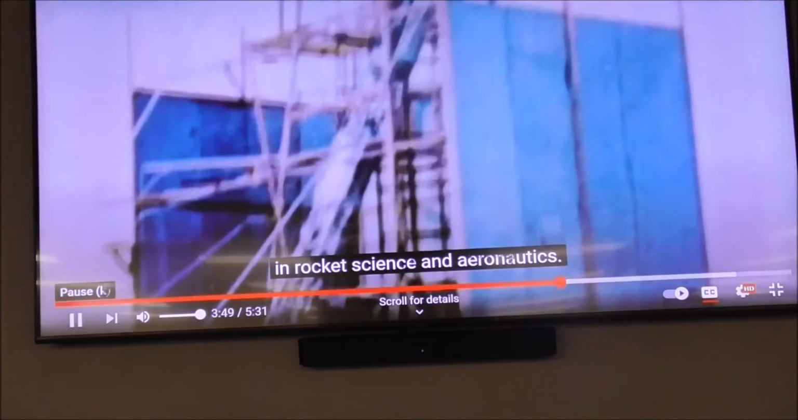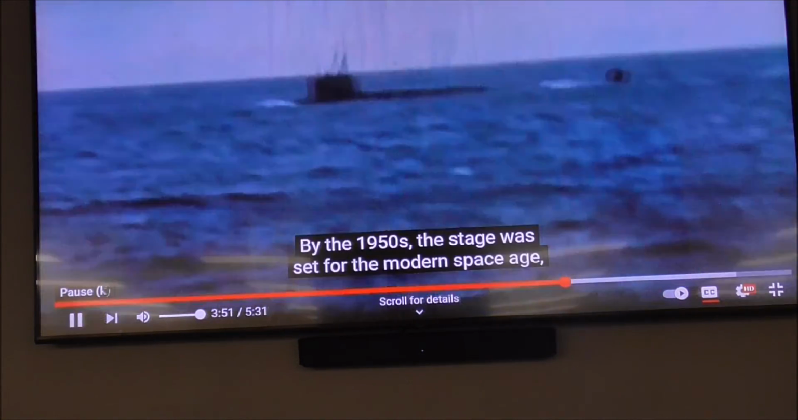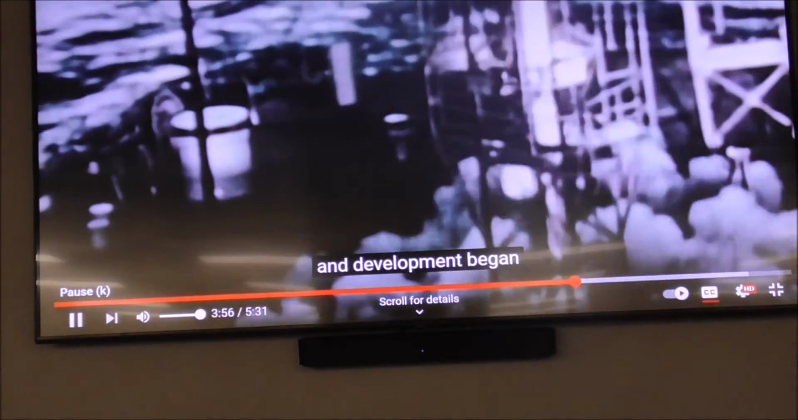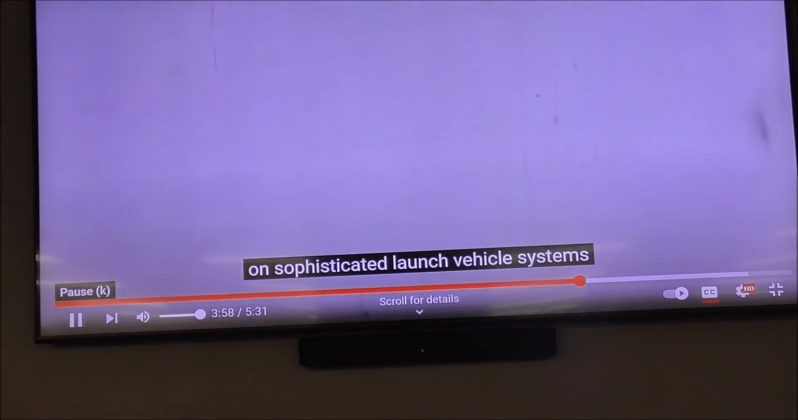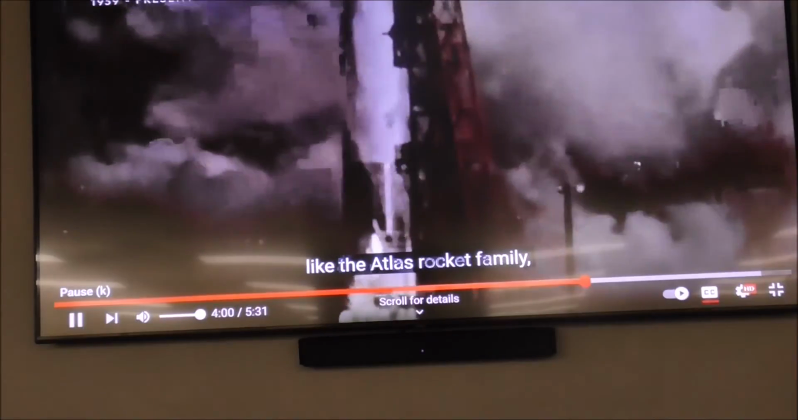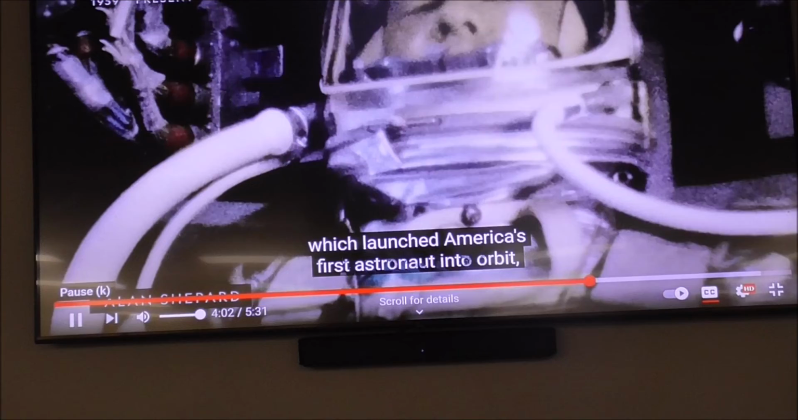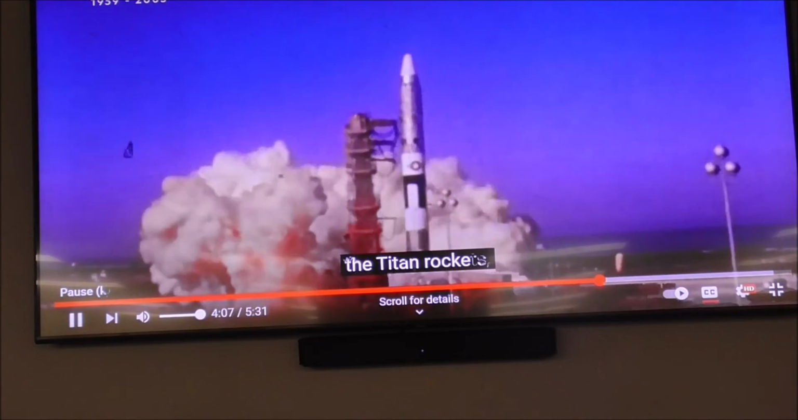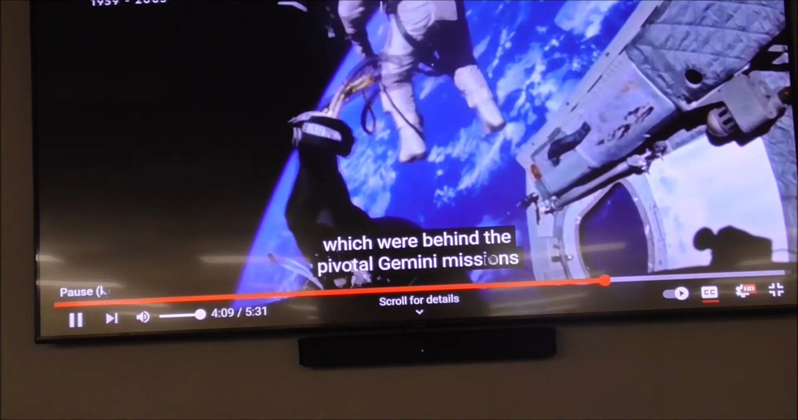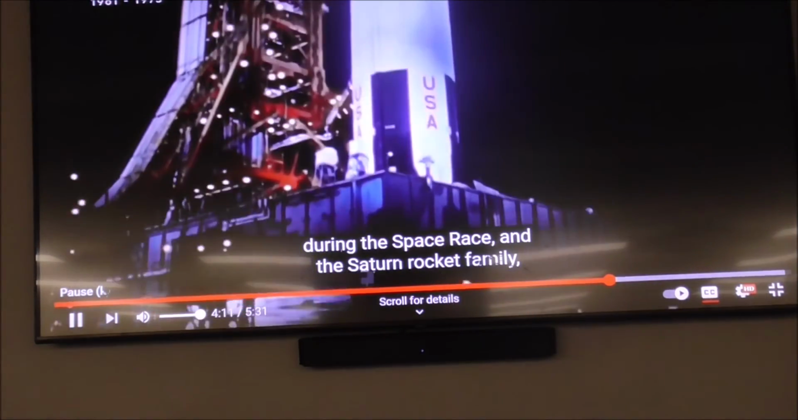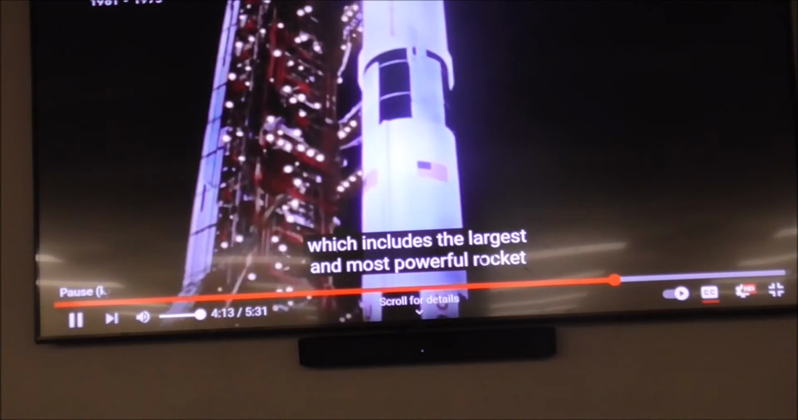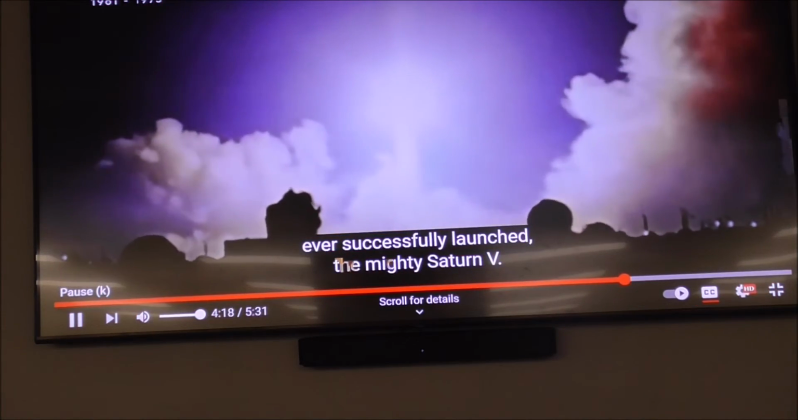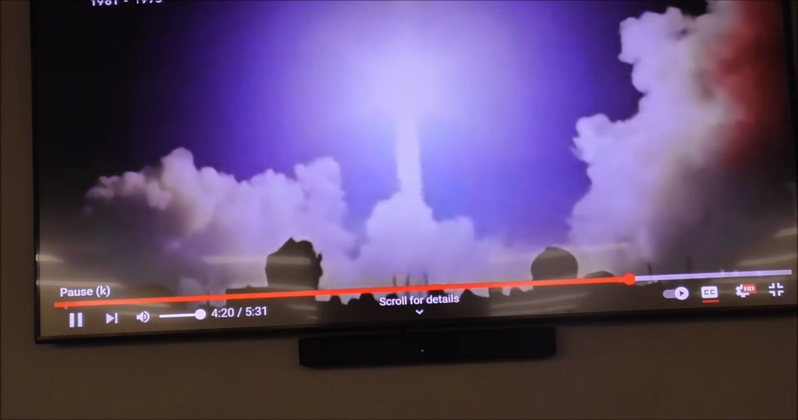By the 1950s, the stage was set for the modern space age, and development began on sophisticated launch vehicle systems like the Atlas rocket family, which launched America's first astronaut into orbit, the Titan rockets, which were behind the pivotal Gemini missions during the space race, and the Saturn rocket family, which includes the largest and most powerful rocket ever successfully launched, the mighty Saturn V.